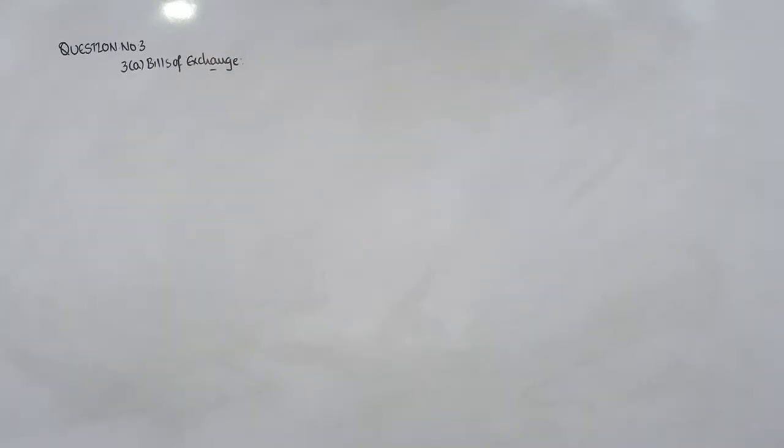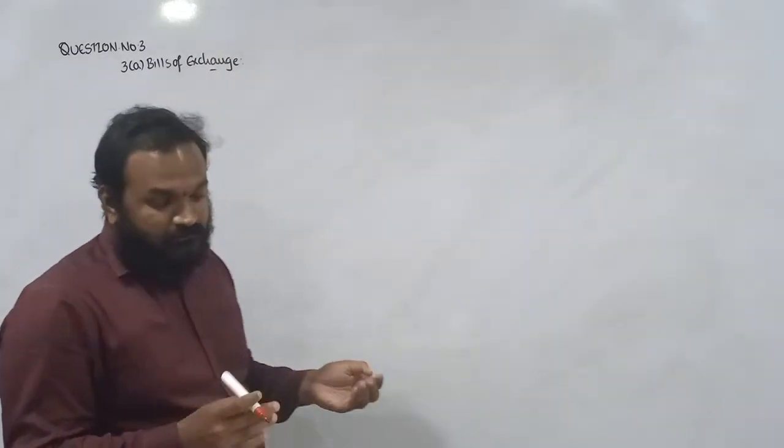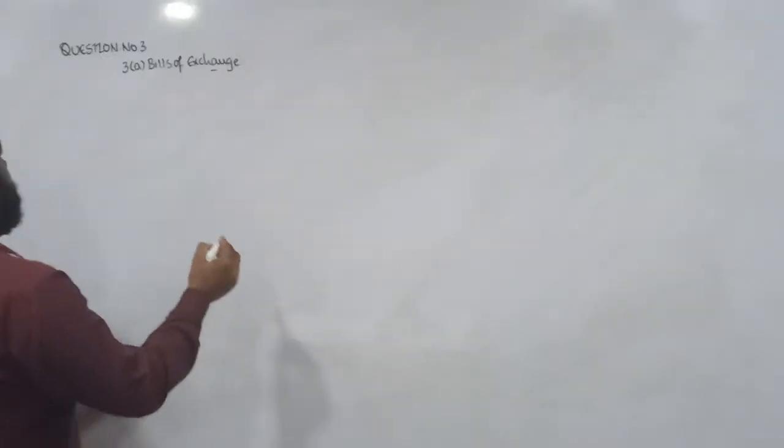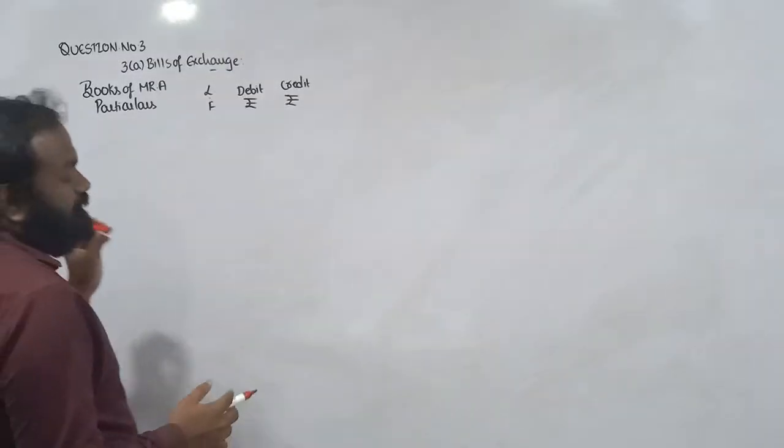Right. So journal entries are asked only in the books of A. Books of Mr. A. Date, particulars, LF, debit and credit. So everyone clear?